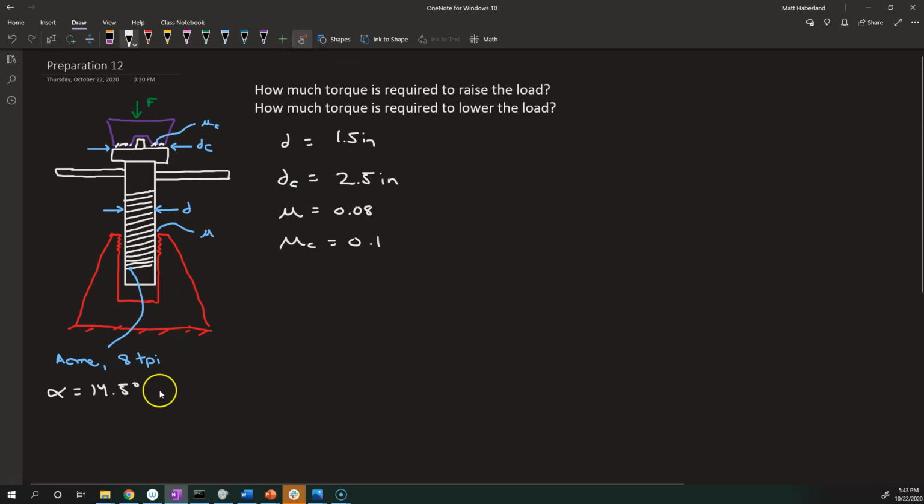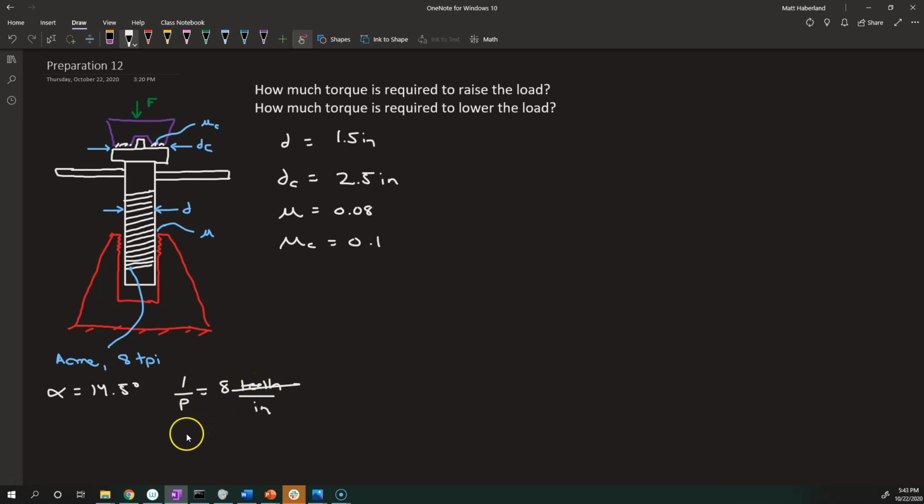Now, what is that useful for? Well, ultimately we're going to need the lead, right? So teeth per inch is the inverse of the pitch. So 1 over P is equal to 8 teeth per inch. Teeth is not a real unit, so it's really 8 over inches. So the pitch is 1/8 of an inch. And that means that the lead is 1/8 of an inch.